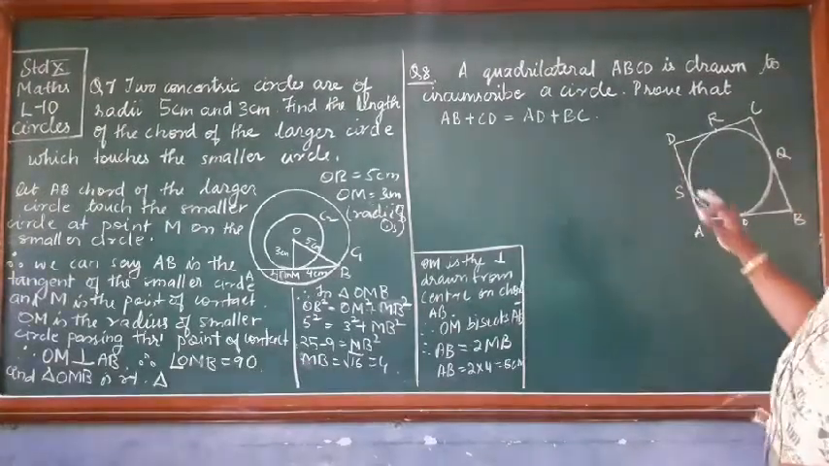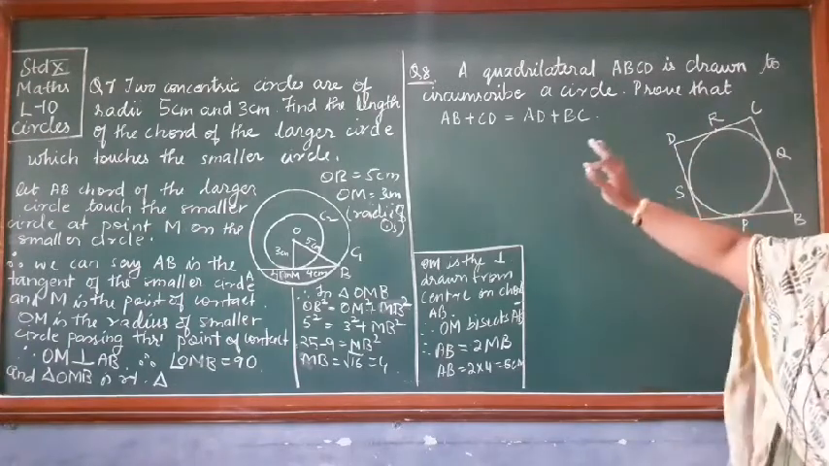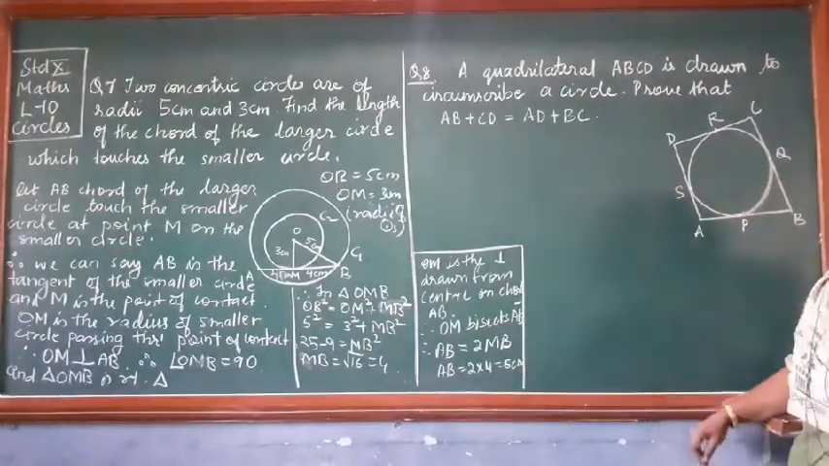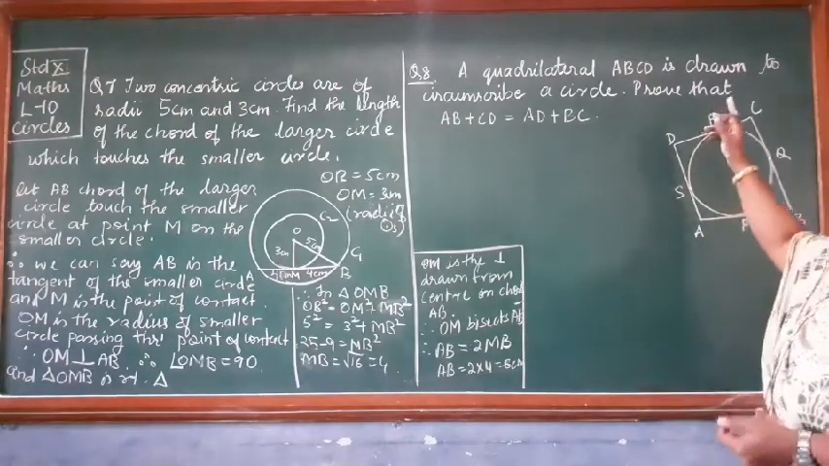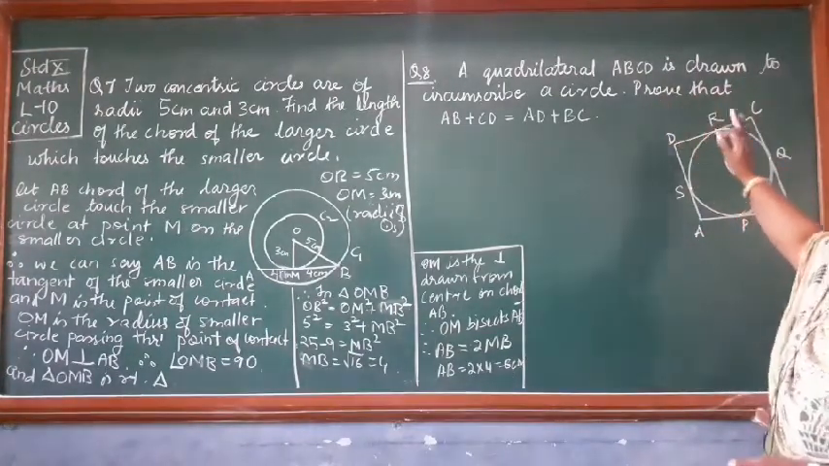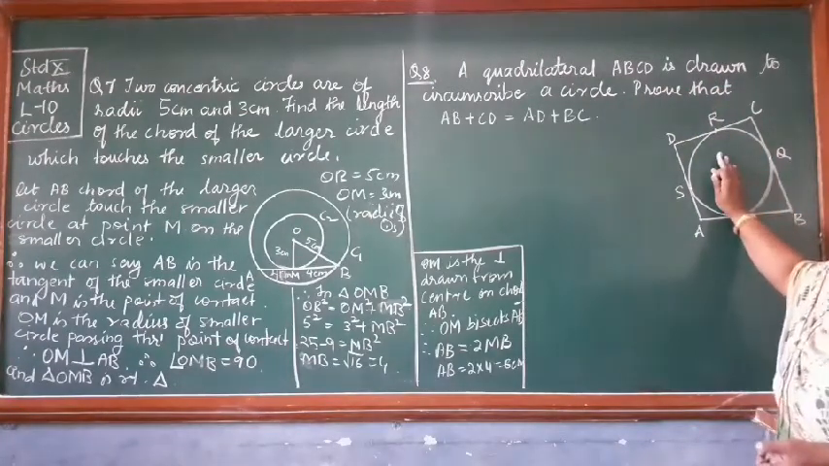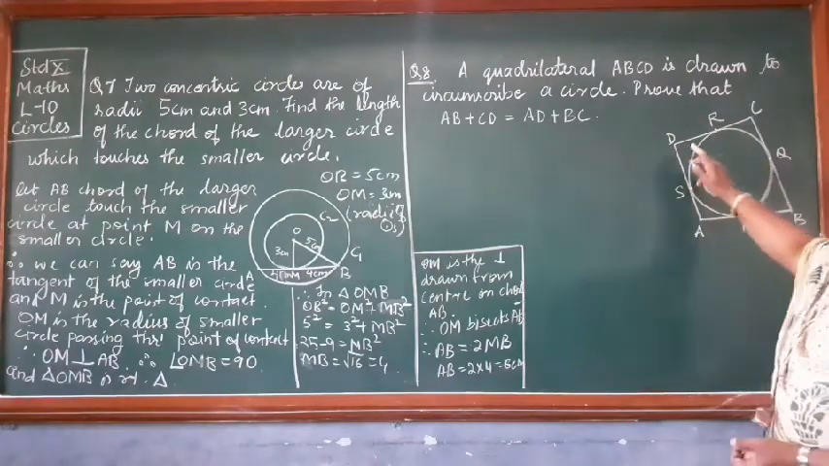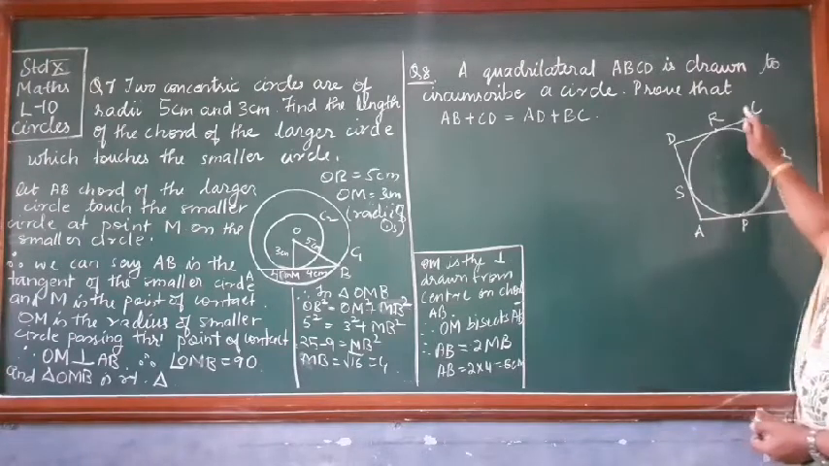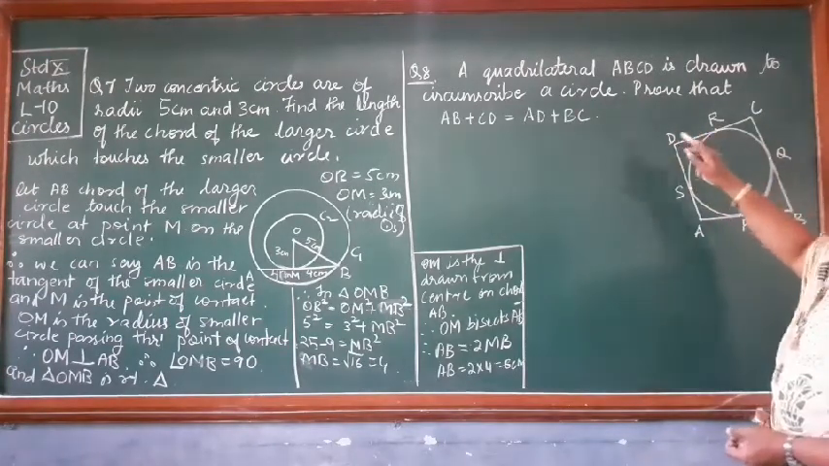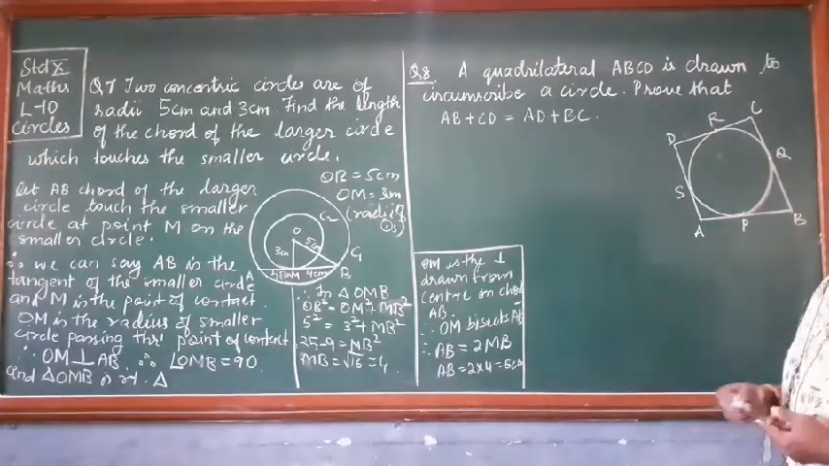Now come to question number 8. A quadrilateral ABCD is drawn to circumscribe a circle. Circumscribe का मतलब क्या है? To have the circle inside that quadrilateral. So ABCD quadrilateral has a circle circumscribed in it, and you have to prove that AB plus CD is equal to BC plus AD. This is what you are asked to find.